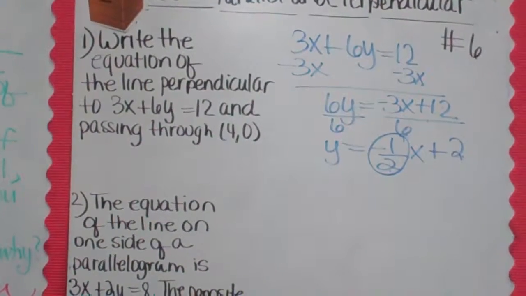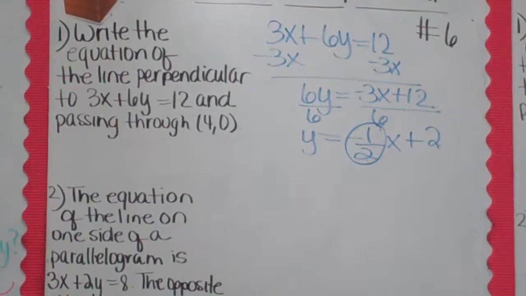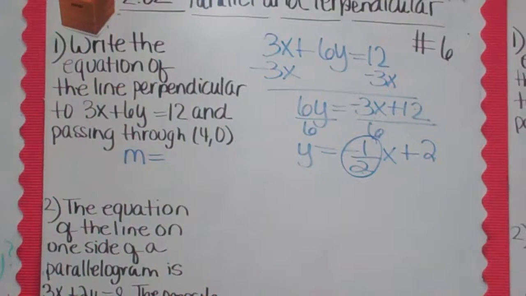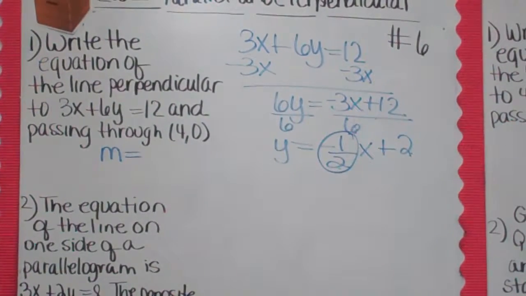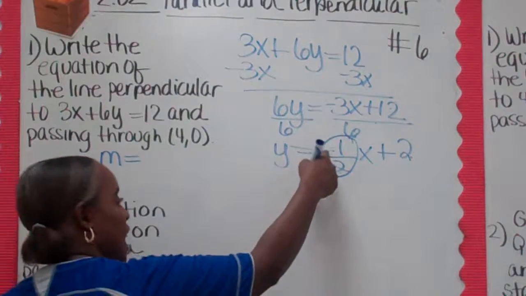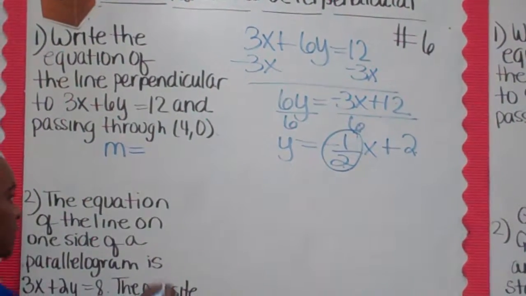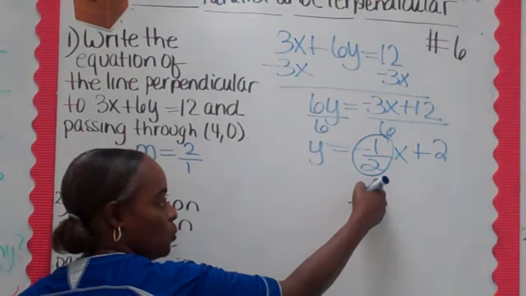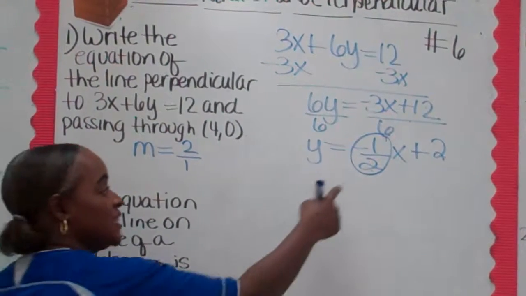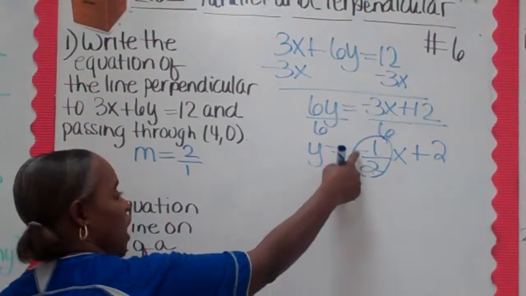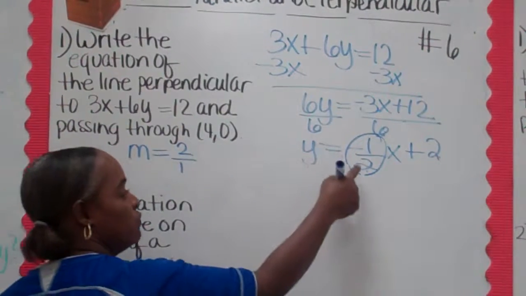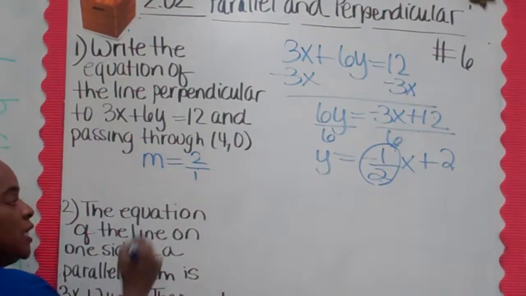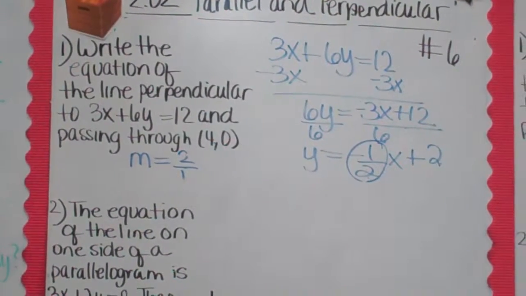But we want the slope of a new line that's perpendicular to it. So the new line slope is m equals. If two lines are perpendicular, then their slopes are negative reciprocals. So we're going to change the sign, make it positive, and flip it to 2 over 1. So again, we took this information to find the slope of the old line. Since they're perpendicular, we change the sign, so this one's positive, and we flip the fraction to 2 over 1. Now we have a slope and a point, so we can plug that in to get the equation of the line.